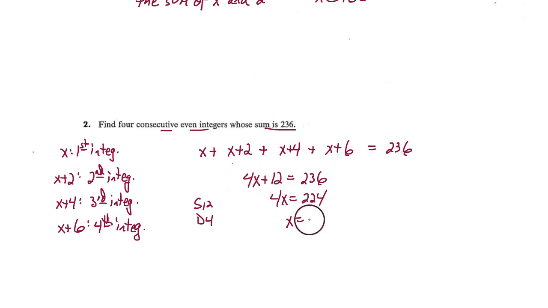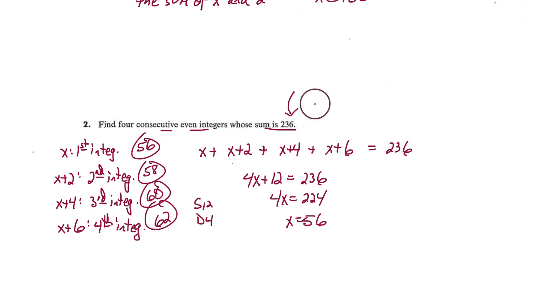The result for x is 56. So our first unknown integer was 56. What's the next even after that? Well, our expression shows it's 2 more than x, so it's 58. Then 60, then 62. If you add those 4 numbers together, it makes 236.